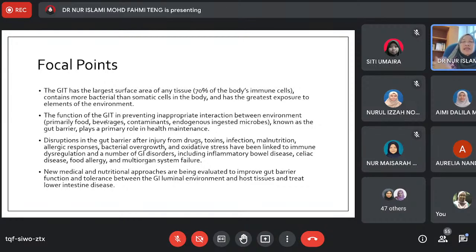Sebab tu tadi in this lecture I highlight more on how to manage, what is the nutrition therapy for the symptoms. Bukan setiap disease tu kita just understand what is the disease about. Tapi nutrition management is much more related to the symptoms and also underlying disease as well.